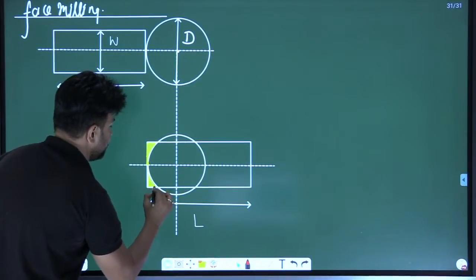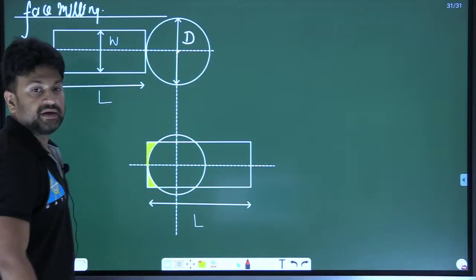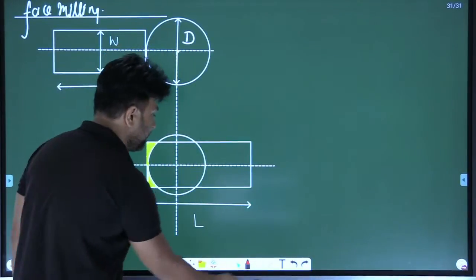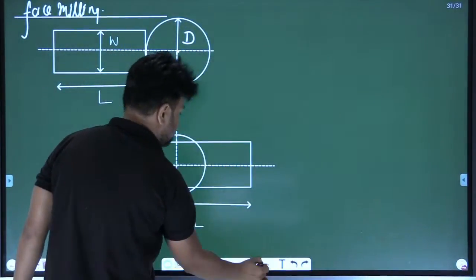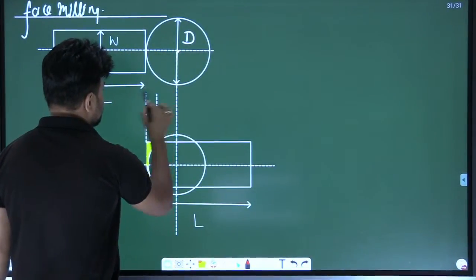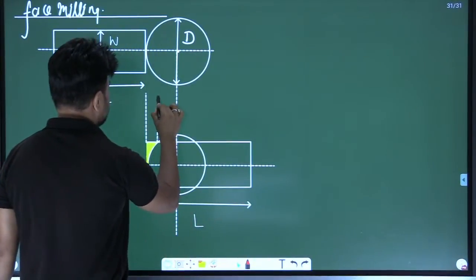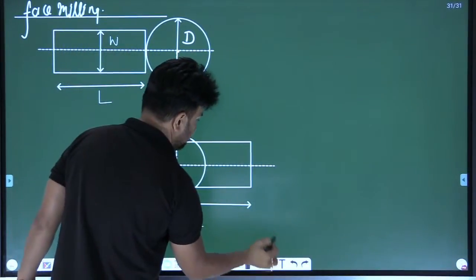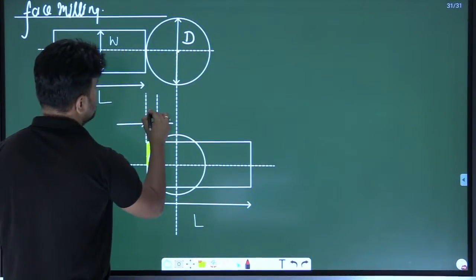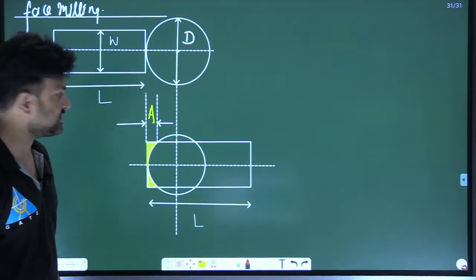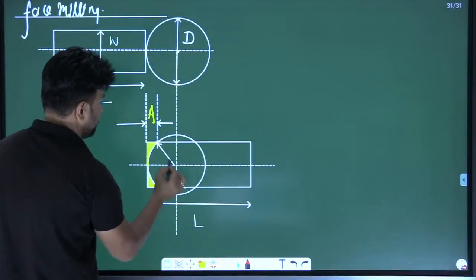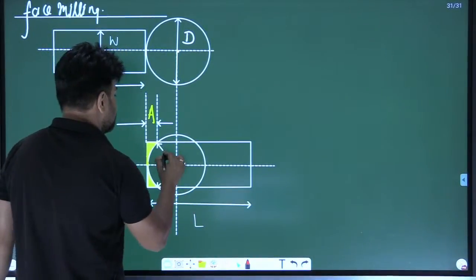Even though the workpiece has traveled the L length, the total machining is not completed yet. Why? Because that much distance the milling cutter has to travel. Then after that the machining will be completed. Let's say this distance is A. You can calculate this distance by geometry.